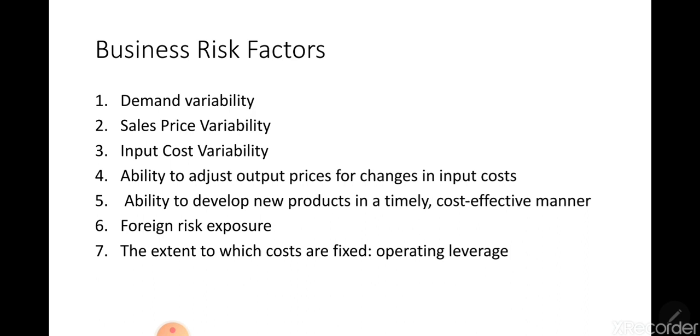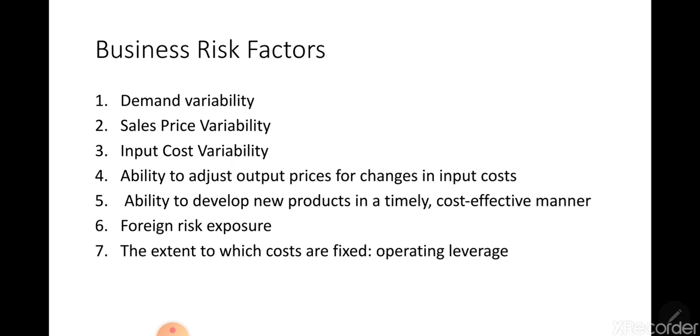Number 5 is ability to develop new products in a timely, cost-effective manner. So businesses that are in an industry where things become obsolete very quickly, like if they're in the mobile phone sector, new mobile phones keep on coming with new functionalities, then that kind of business will have high business risk. So for them it is necessary that they keep on investing in research, they keep on coming up with new products, or they will go out of business.